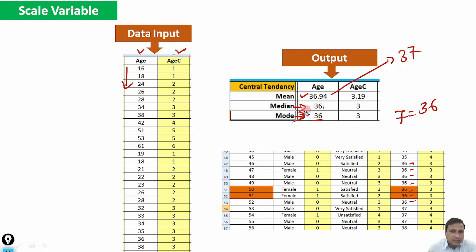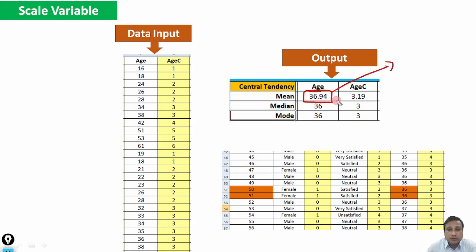So this is the way that we can read and interpret the result for scale data. Here the mean is suited for scale variable, and this is a very important statement. For scale variable, we can give some proper meaning to the arithmetic mean. If we have the scale variable and we compute the arithmetic mean, then we can give some proper meaning to this number.